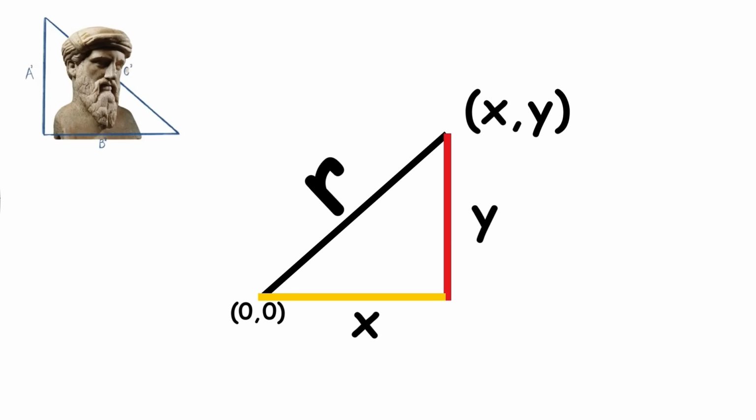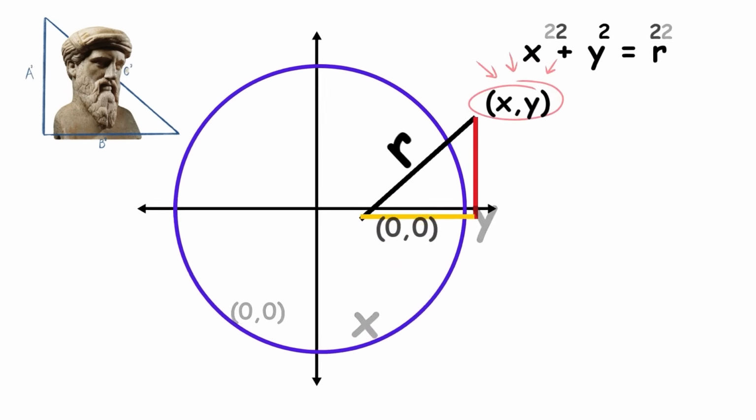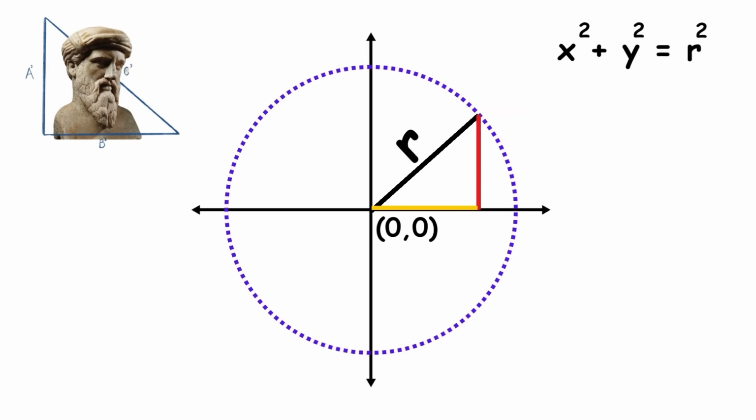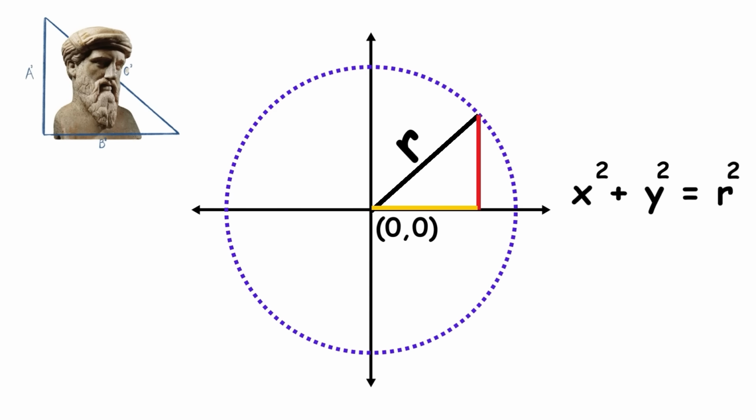Now we can just apply the Pythagorean theorem. x squared plus y squared equals r squared. So we know that this equation captures that particular point on the circle. But there's nothing special about the point we choose. We can do the exact same thing for all of the infinitely many points of the circle. Thus, x squared plus y squared equals r squared defines a circle of radius r centered at the origin.